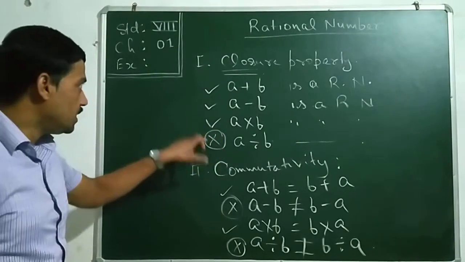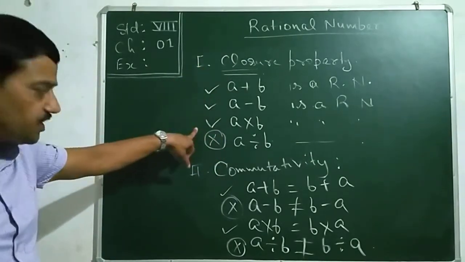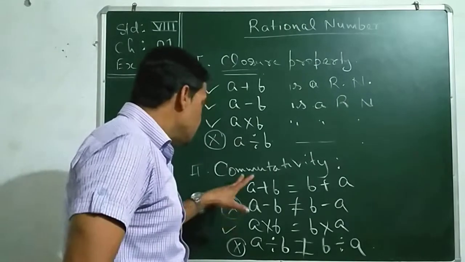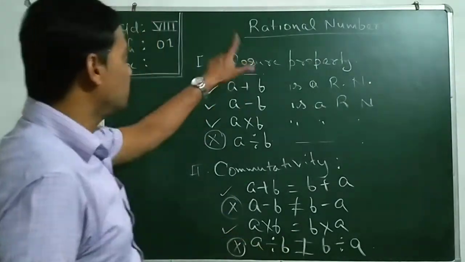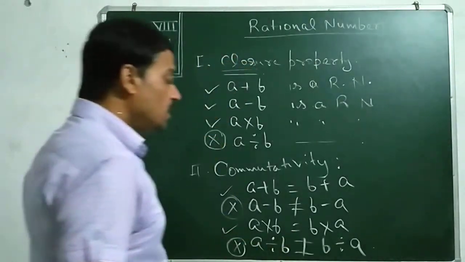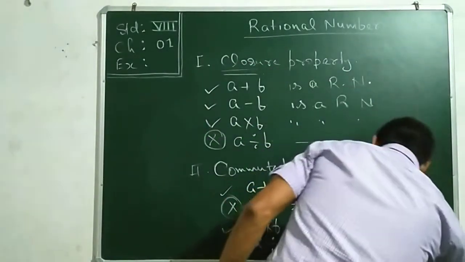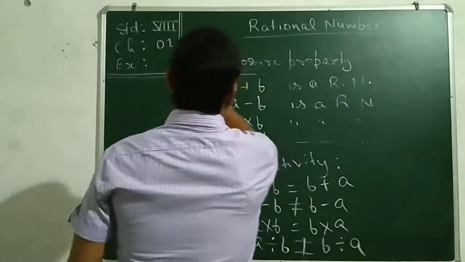Here, for division the closure property did not apply, and for division commutativity did not apply for rational numbers. Come to the associativity of rational numbers.